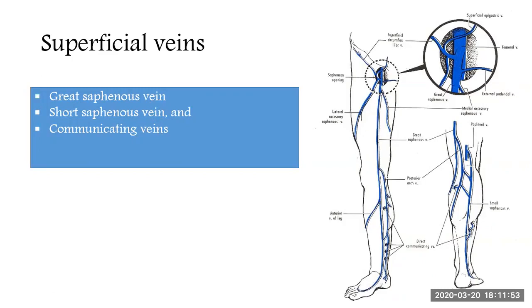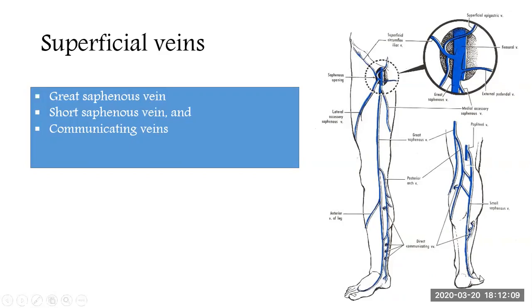And this site is guarded by a valve which prevents the passage of the blood from the common femoral vein to the superficial veins, which is the great saphenous vein.